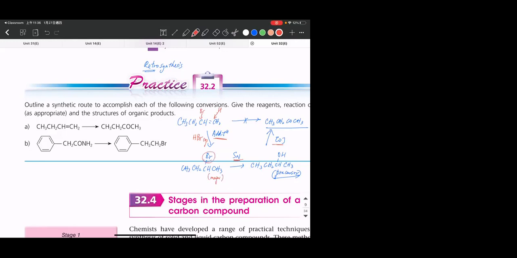You're going to remove the Br and replace it by a hydroxy group. So the second answer is NaOH(aq), heating under reflux.